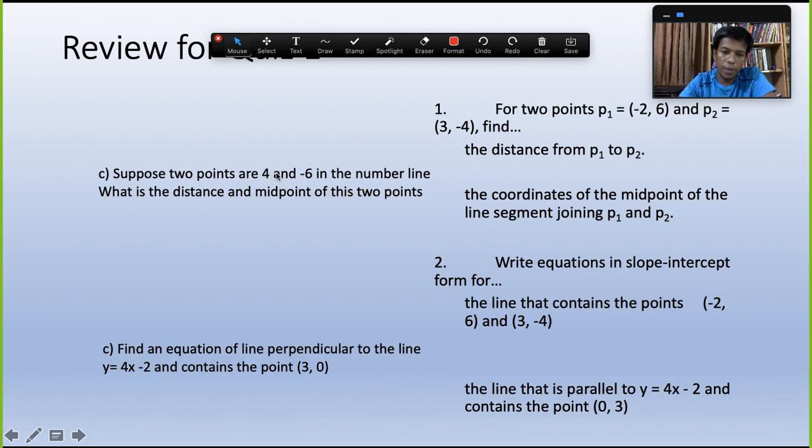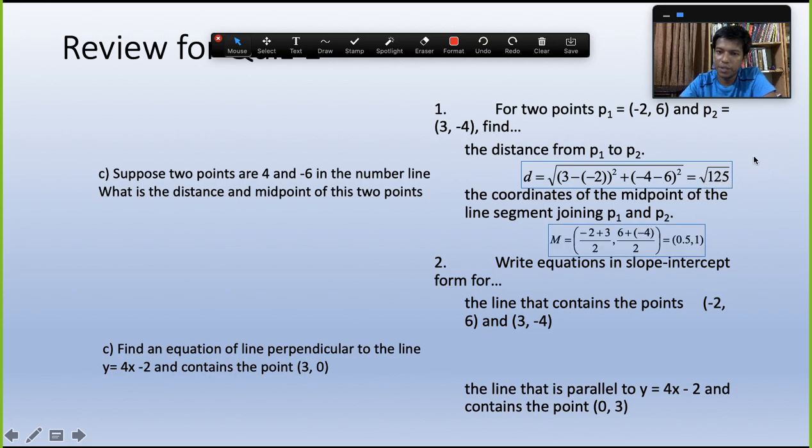Then on a number line, 2 points are given, 4 and minus 6. What is the distance? What is the midpoint between these 2 points? So this is the distance formula, and this is how you can do the calculation. The example is also given here with the answer. This is how you do the midpoint.